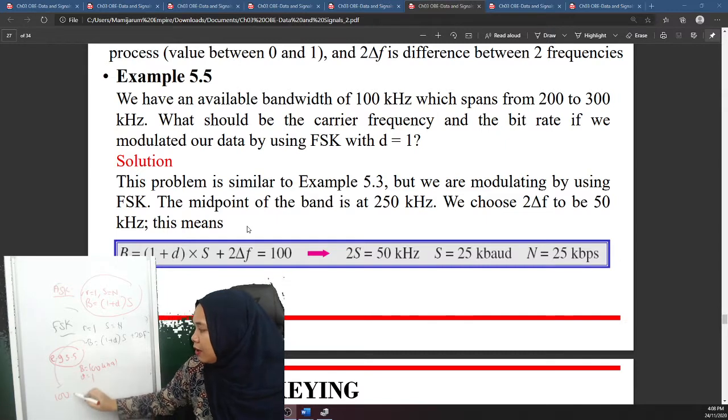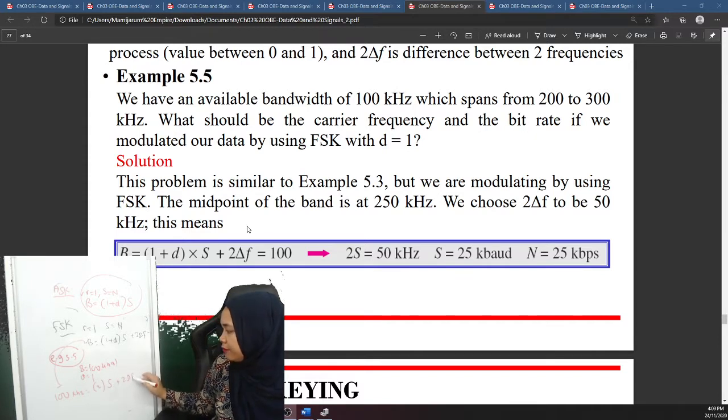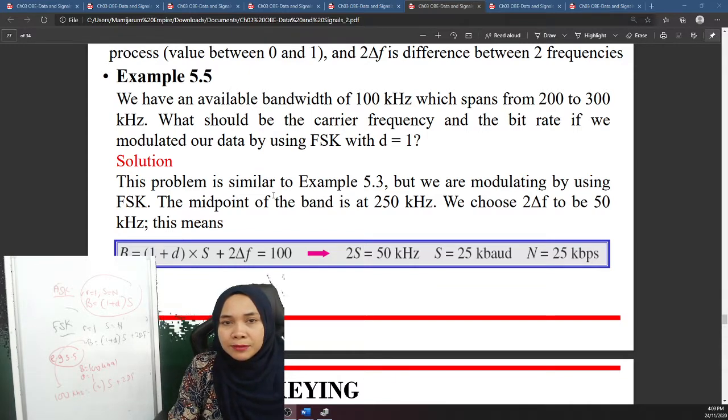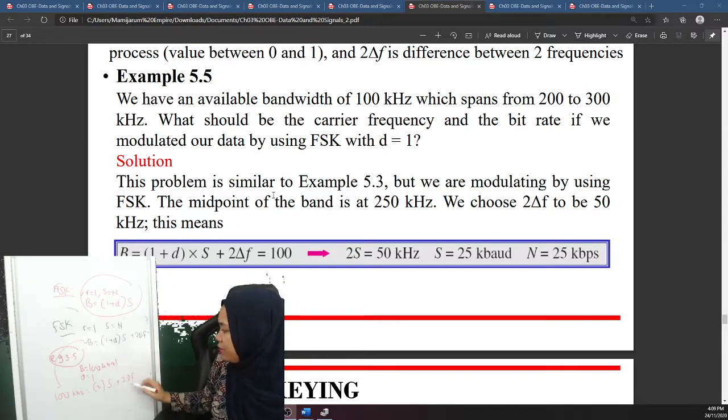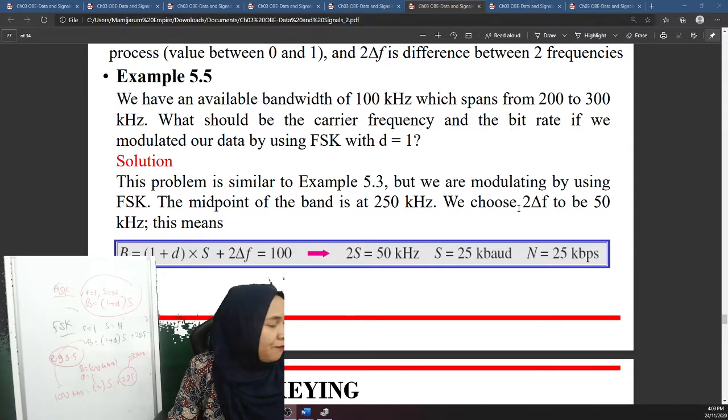This formula gives 100 kHz equals 1 plus 1, which is 2, times S plus 2 delta F. See? And S is equal to the value N. So here we need to find 2 delta F. The value is given here to be 50 kHz. It is in the notes. It tells us we choose 2 delta F to be 50 kHz.